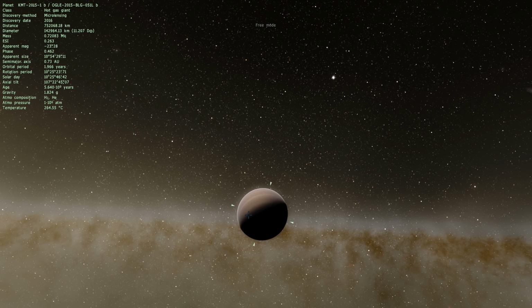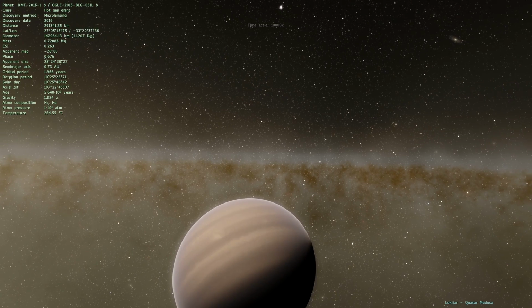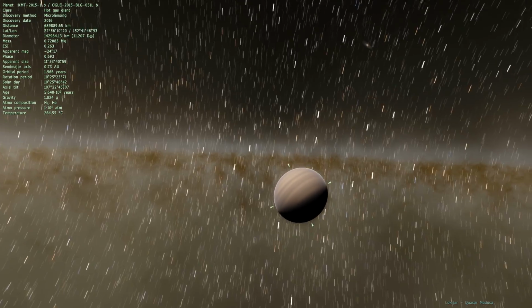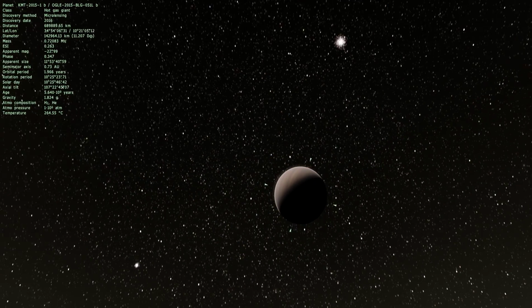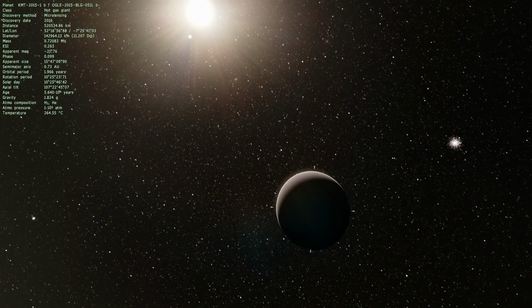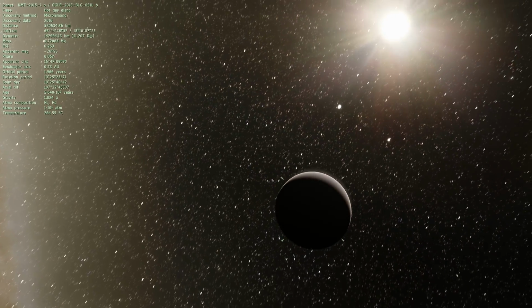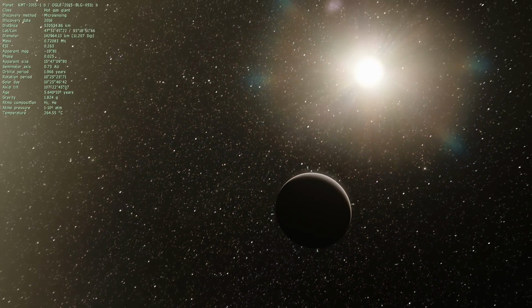Let's actually maybe come a little bit closer and take a look at its orbit as well. We're going to make it spin a little bit faster and orbit around its parent star. And here we go. So this is the planet OGLE 2015 BLG 051L orbiting around its parent star, as the star sort of emits a lot of light you can see in the back there.